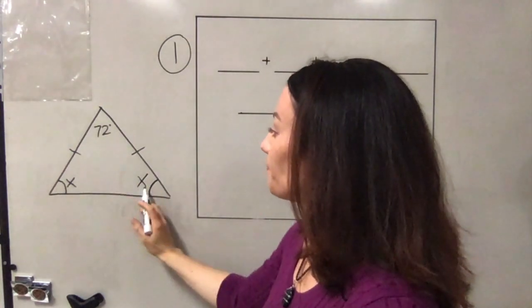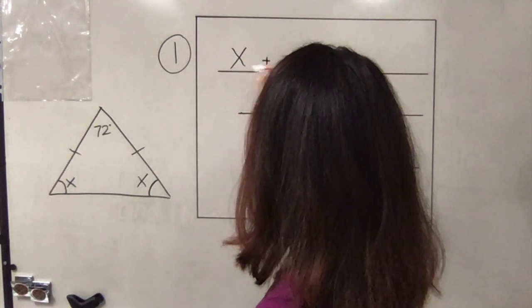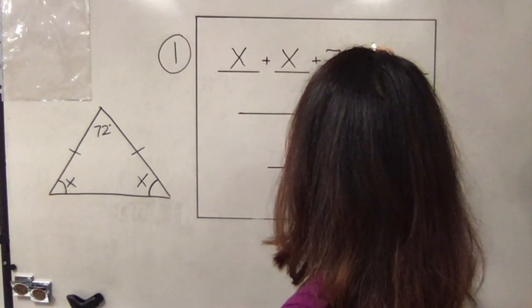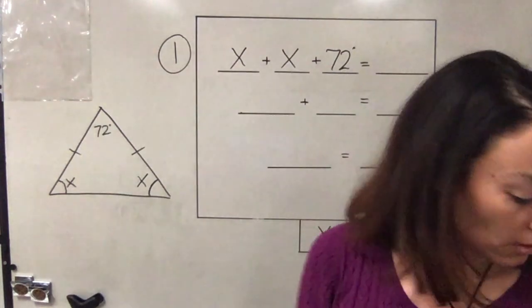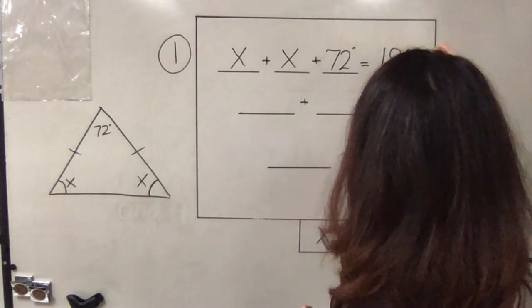So we're going to take all 3 and set them up in our equation. We're going to say X plus X plus 72 degrees equals how much again? It equals 180 degrees. Perfect.